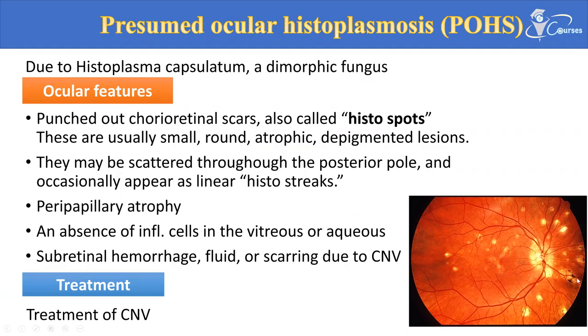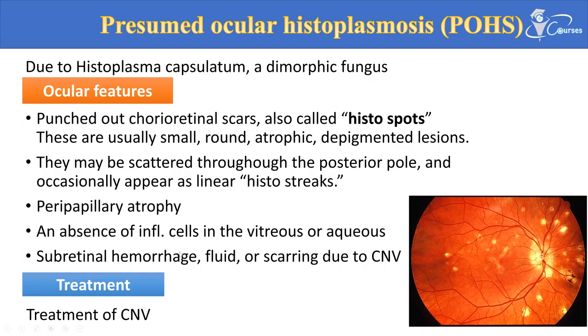These histo spots are chorioretinal scars, multiple, small, rounded, depigmented, and atrophic. These are called atrophic histo spots. Sometimes they are scattered throughout the posterior pole and appear as a linear streak. It is called the histo streak. This is the histo streak in the posterior pole. They will also be present with peripapillary atrophy. This is one of the differential diagnoses of peripapillary atrophy, like myopia.